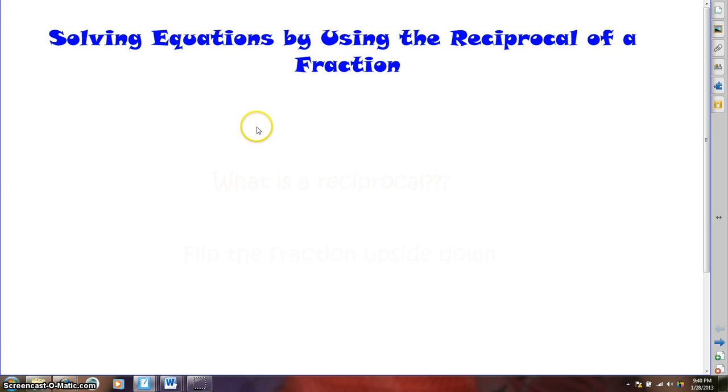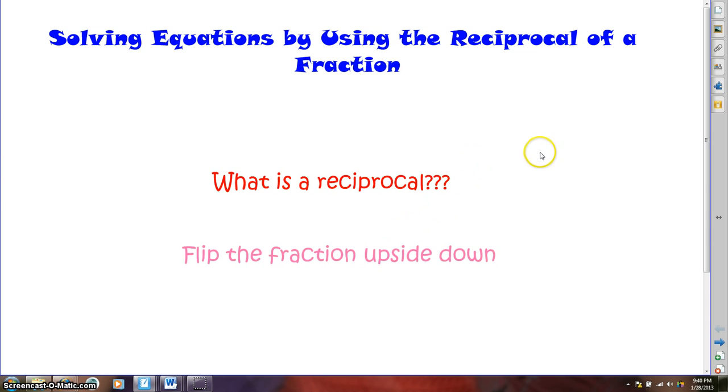Today we're going to solve equations by using the reciprocal of a fraction. What is a reciprocal? To make a reciprocal, you're going to take your fraction and flip it upside down. So the reciprocal of 3/4 would be 4/3. The reciprocal of 1/2 would be 2/1.